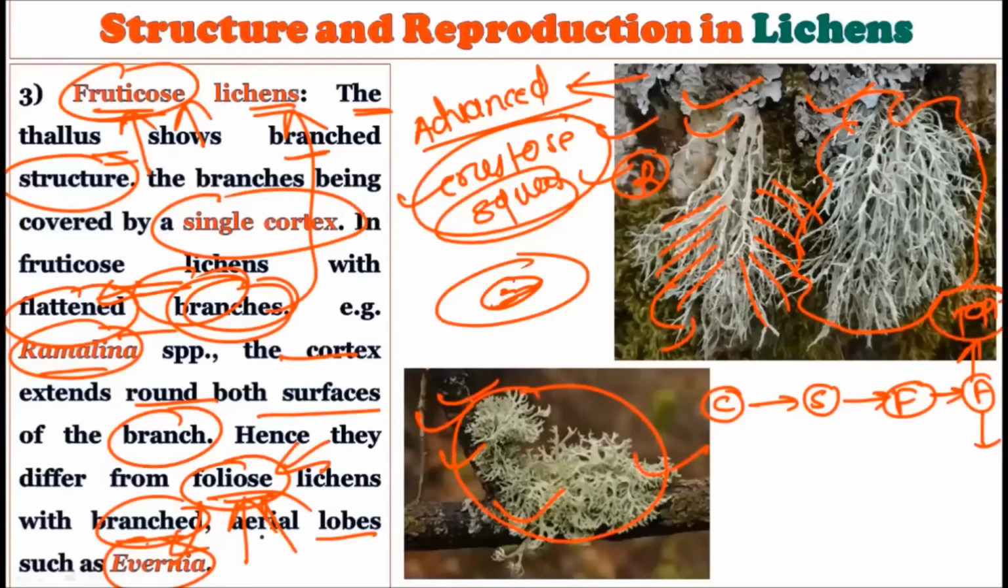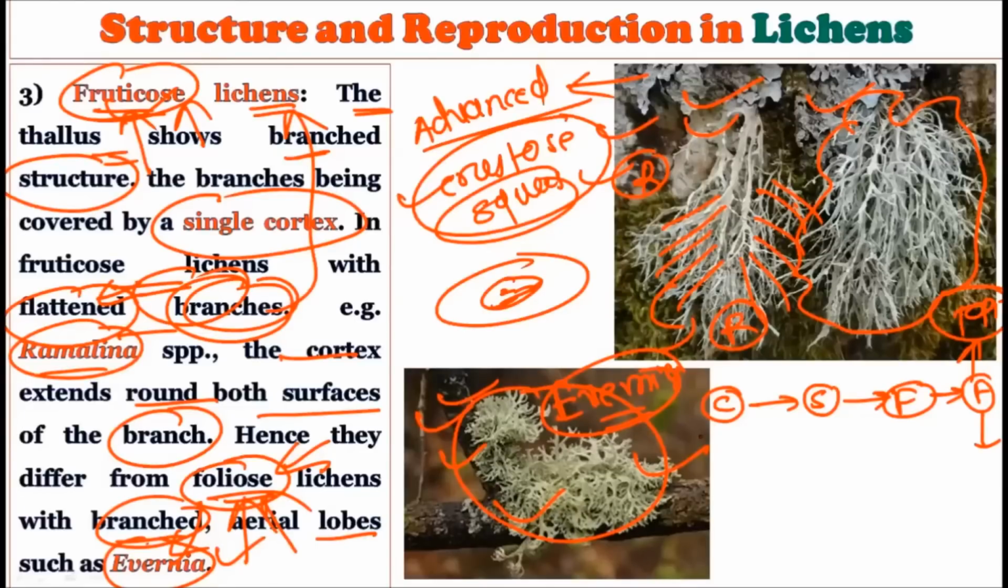For example, Evernia, you can clearly observe here is the Evernia, and this Evernia is showing the leafy branches. While on the other hand, here is the Ramalina, which belongs to the Fruticose lichen. It is showing the flattened branches. So how to differentiate between the Fruticose lichen and the Foliose lichen is that the Fruticose lichen shows the flattened branches, while on the other hand, the Foliose lichen shows the leafy branches. The example for the Foliose lichen, which is showing the leafy branches or the aerial lobes, is called Evernia. While the typical example for the Fruticose lichen, which shows the flattened branches, is the Ramalina.